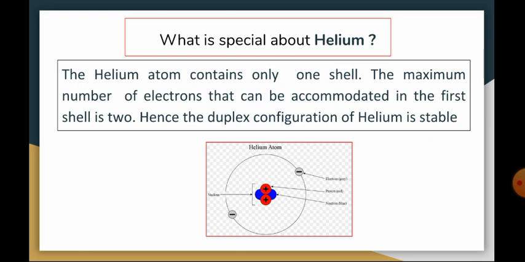But there is something special about the helium atom regarding its electronic configuration. The helium atom contains only one shell. The maximum number of electrons that can be accommodated in the first shell is 2. That means the helium atom contains only 2 electrons. Hence, the duplex configuration of helium is stable.